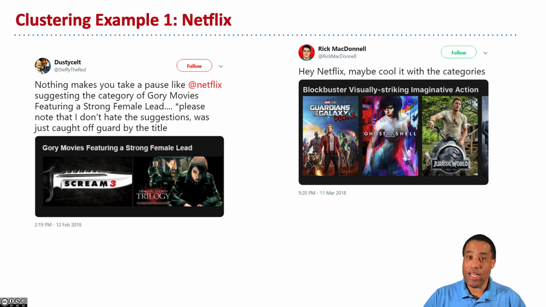Again, the benefit for Netflix here is they can put labels that are interesting for someone who's looking for a blockbuster that has lots of action, or a gory movie that has strong female leads in it. But they can also use it for their recommendation algorithm. So when they're clustering their users, they can see you like watching the movies that fall into the category of blockbuster, visually striking, imaginative action movies. And so they'll recommend to you those movies to watch next, and so on.